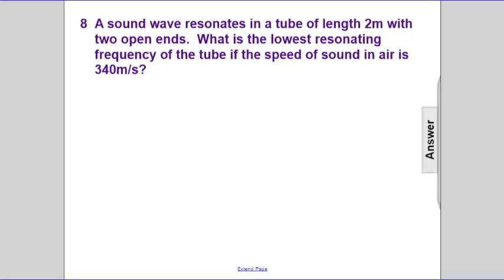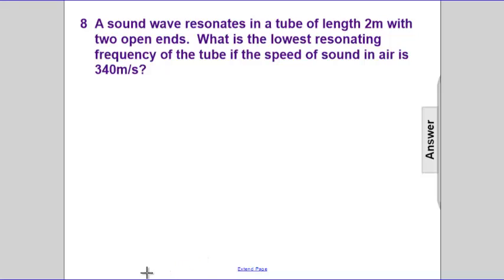A sound wave resonates in a tube of length 2 meters with 2 open ends. What is the lowest resonating frequency of the tube if the speed of sound in air is 340 meters per second? So this is the tube that we referred to recently.